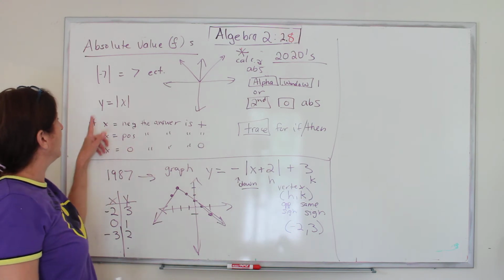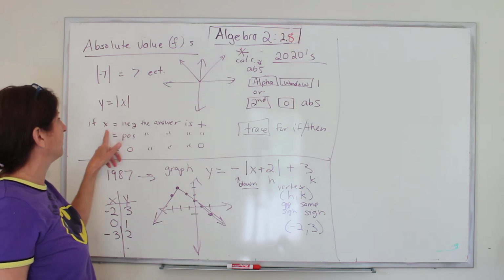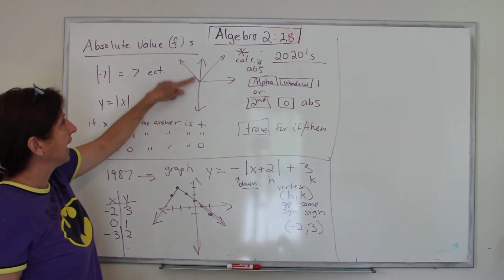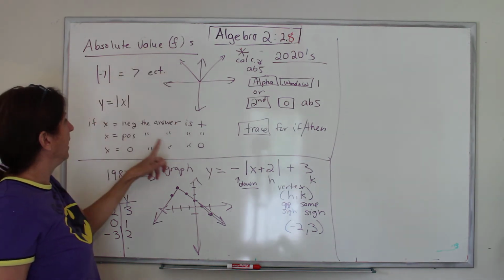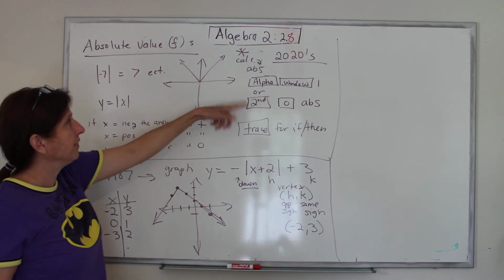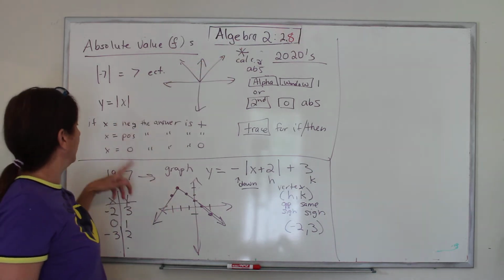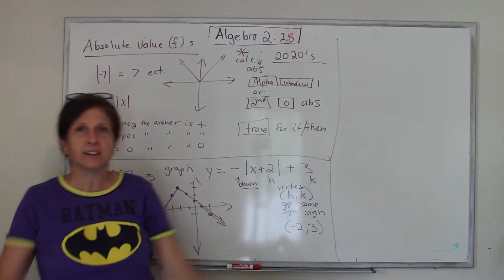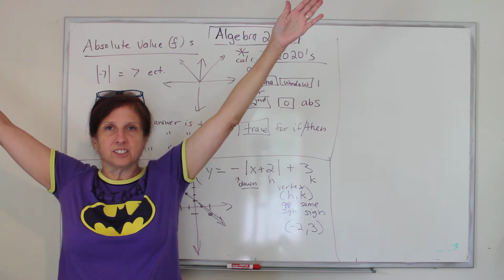All right, so if you have the absolute value of X, and if X is negative, the answer is positive. If X is positive, then the answer is positive. And if X is 0, then it's 0. And that's where we get that, ta-da! It looks like it's a cheerleader.